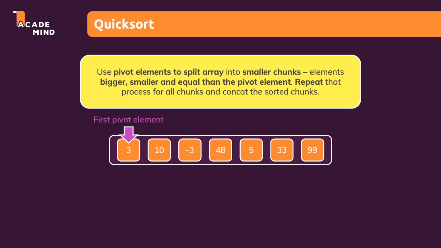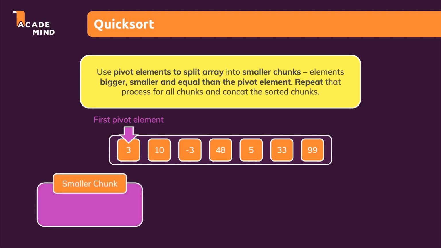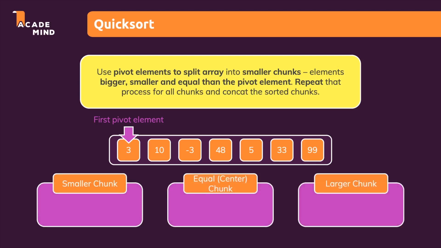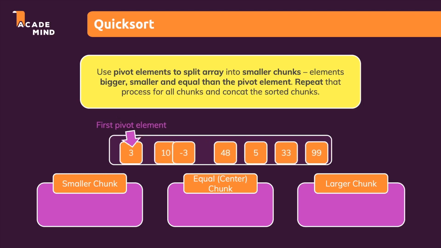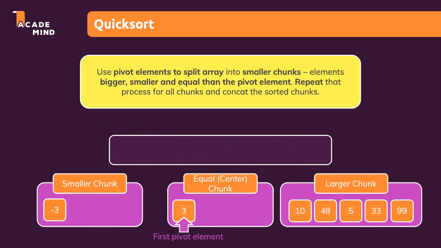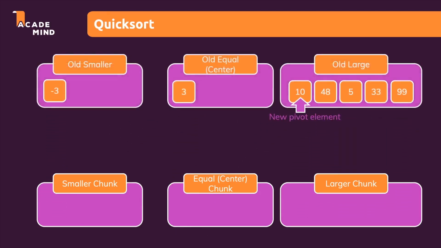And then you create 3 new arrays, a smaller elements array, equal elements array, and a larger elements array. And you then put the pivot element into that center chunk, into that equal elements chunk, and any other elements of the same value would go into that same chunk. Smaller elements go into that smaller elements array, and larger elements go into that larger elements array. So now we have 3 arrays with elements, and now we simply repeat that process.